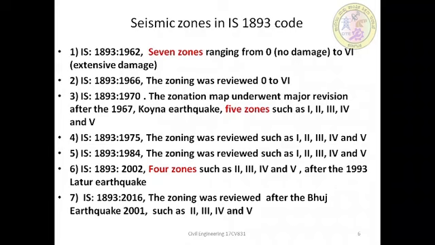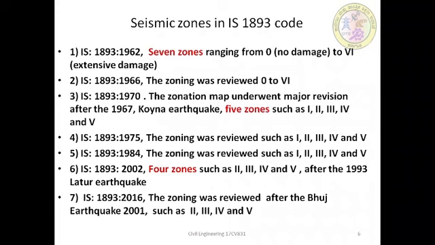So let us go through this. Serial number 1 is IS 1893, that is 1962, which has 7 zones. At that time, the seismic zonation map of India had zones from 0 to 7, where 0 indicates no damage and 6 indicates extensive damage. So like that, 7 zones were there.